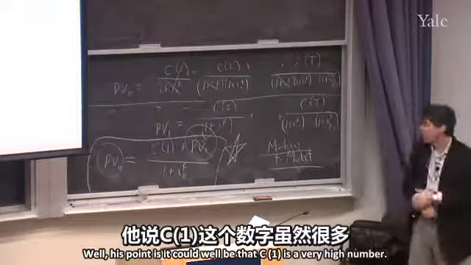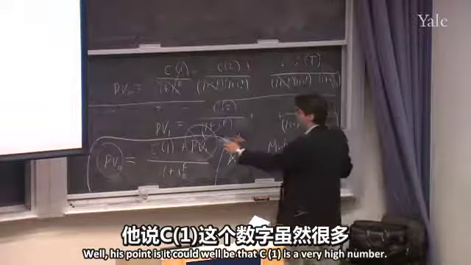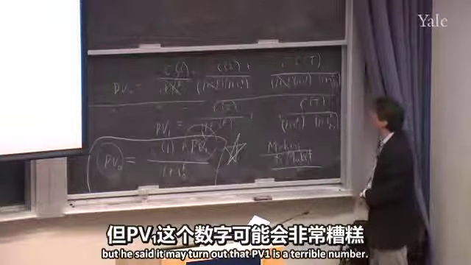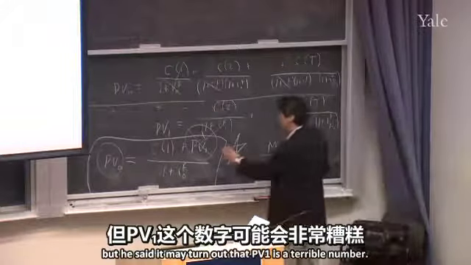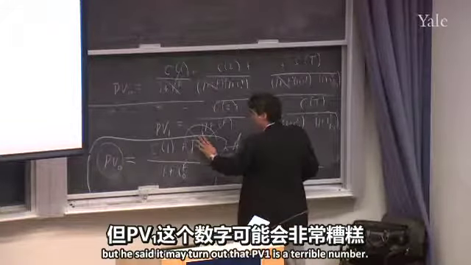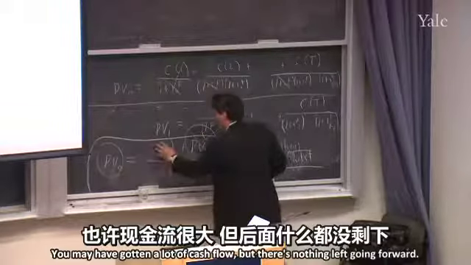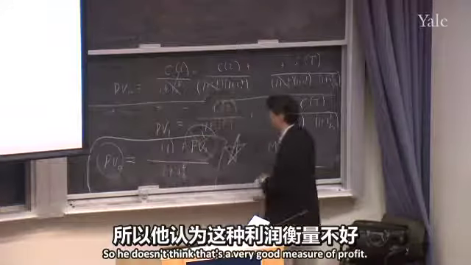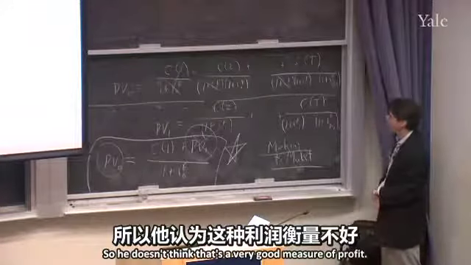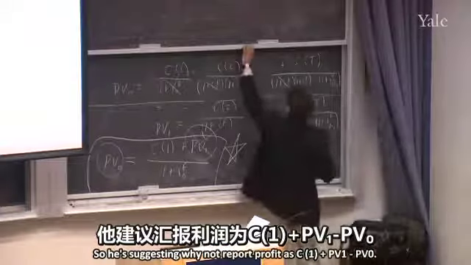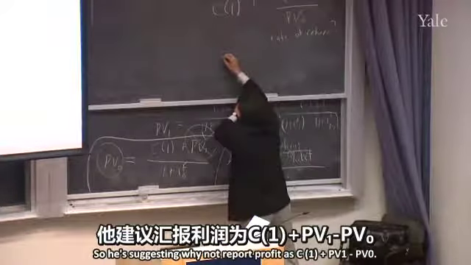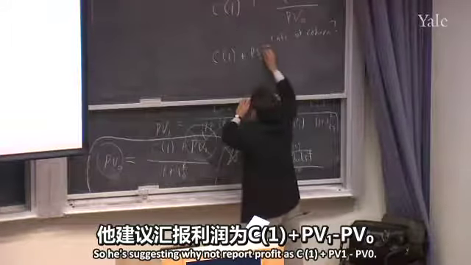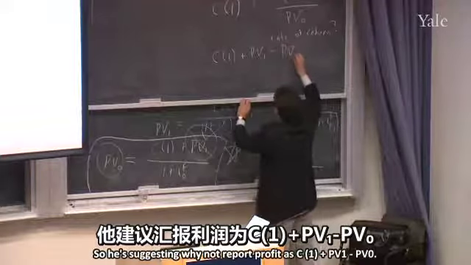Well, his point is, it could well be that C1 is a very high number. You got a lot of cash flow this period. But he said it may turn out that PV1 is a terrible number. So you may have gotten a lot of cash flow, but there's nothing left going forward. So he doesn't think that's a very good measure of profit. He's suggesting, why not report profit as C1 plus PV1 minus PV0.